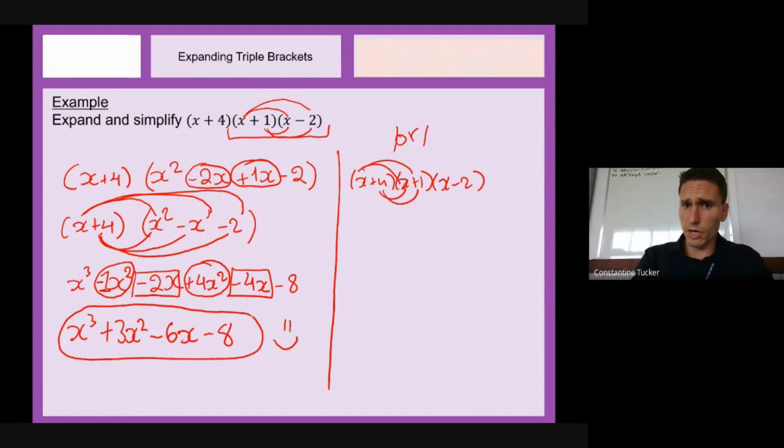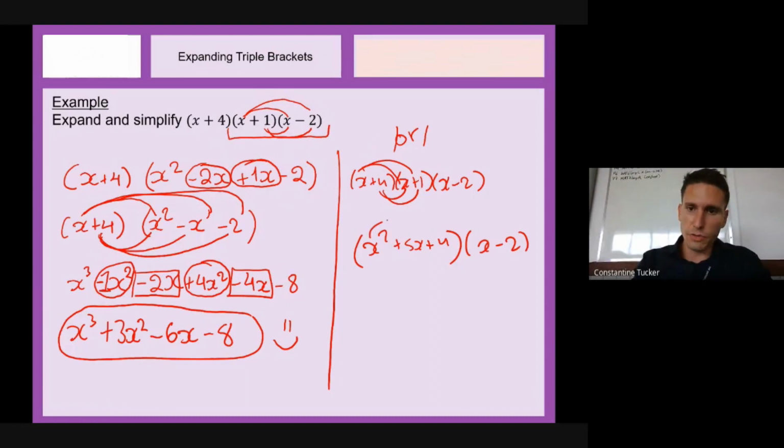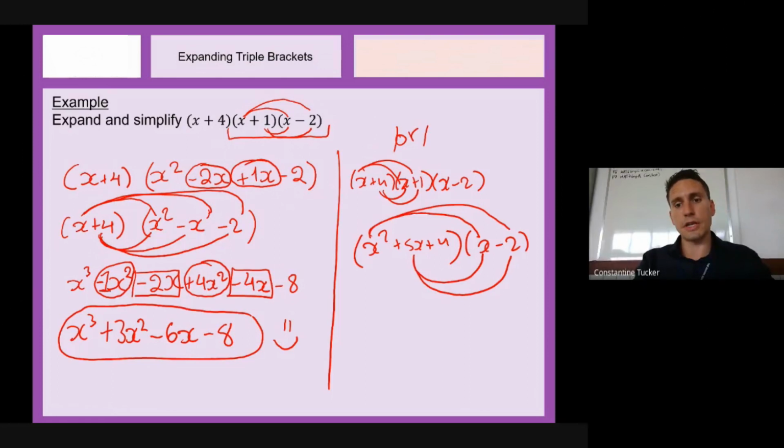So after a bit of work, if you expand the brackets, you get x squared plus 5x plus 4. And then in the second pair of brackets, we get x minus 2. Now, the reason I don't like this so much is because people might get confused here, because you have to do x squared times that, x squared times that, then 5x times that, 5x times that, and then you have a third set of arrows coming out of the 4. So 4 times that and 4 times that.